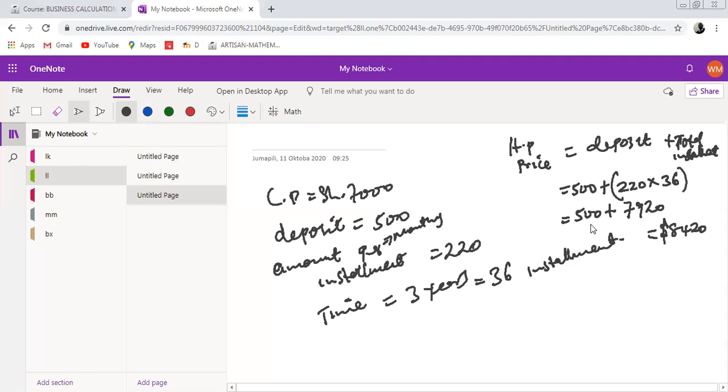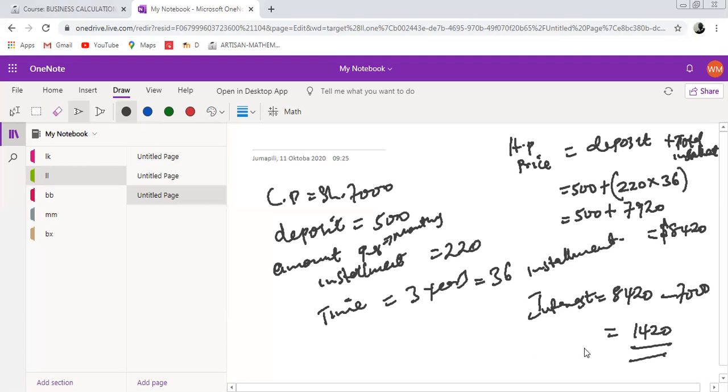Then number two, how much interest will Alex have paid in terms of this? The interest is going to be the hire purchase price, which is 8420, minus the cash price, which is 7,000. So it's going to be 1420. That is going to be the interest.